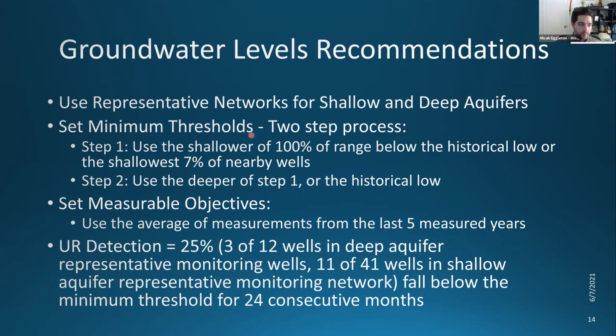So just because we fall below a minimum threshold line for one period record or even two, doesn't mean we're necessarily in an undesirable result across the basin, as we've defined an undesirable result in previous presentations and discussions. So an undesirable result is detected after 25% of monitoring representative wells fall below their minimum threshold for 24 consecutive months.